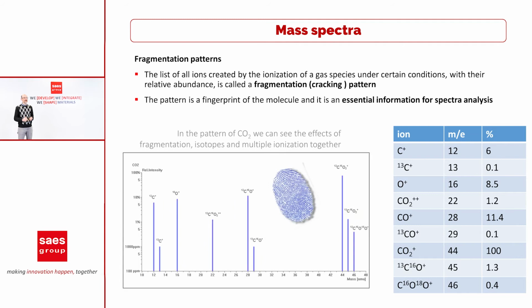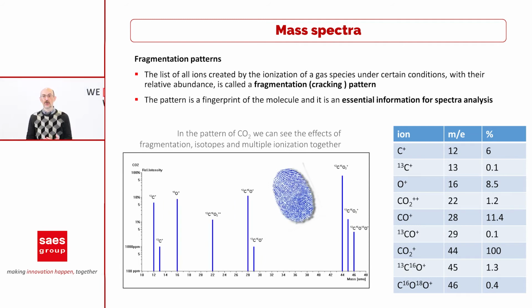Here you can see that carbon dioxide, which may be considered as a simple molecule, generates quite a lot of signals, since all the 3 effects are present. Fragmentation: from CO2 we have carbon, CO or oxygen. Multiple ionization: you can see that in the list CO2 can have double charge. And there are isotopes too, of both carbon and oxygen.